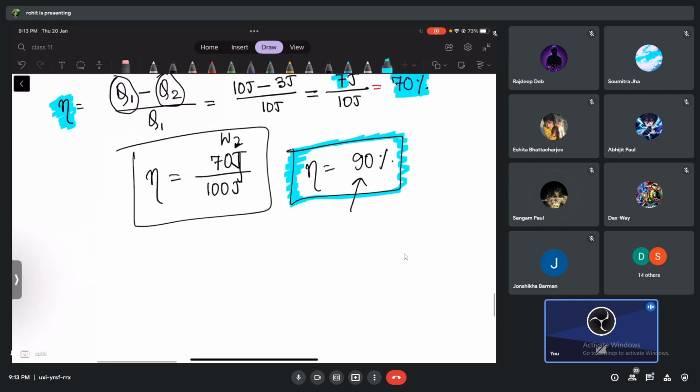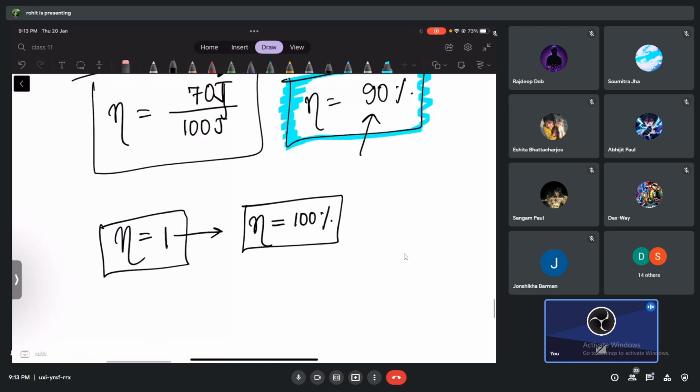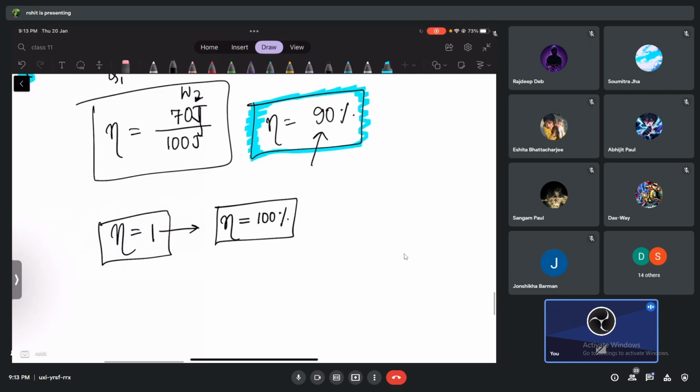Now look here. One more question, then I'll stop. Can efficiency be equal to 1, guys? In other words, can the efficiency be equal to 100%? 1 means 100% efficiency. Efficiency 1 means how much work is done compared to how much heat is gained.